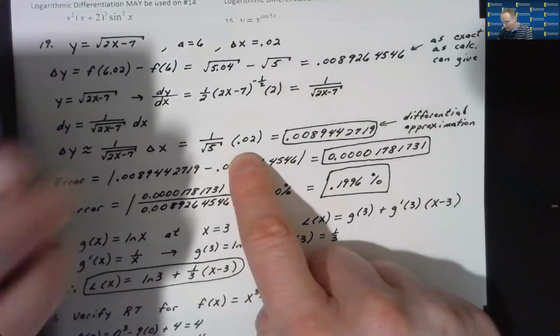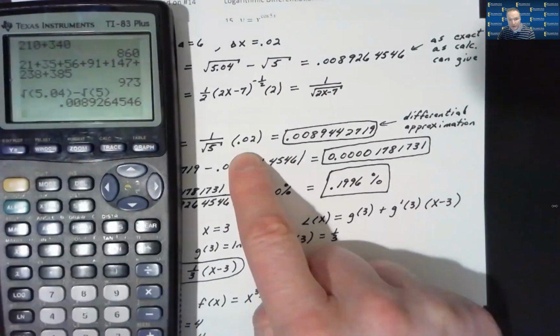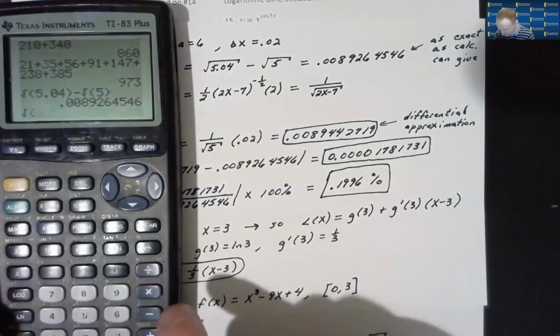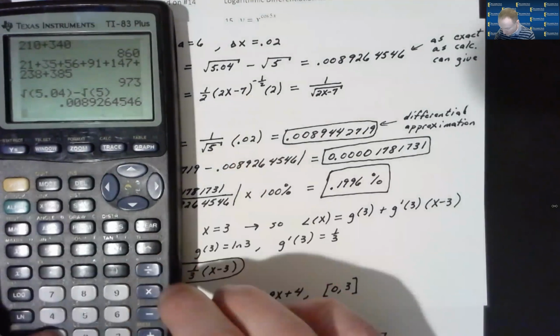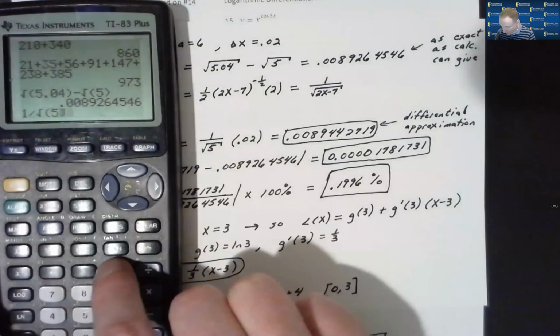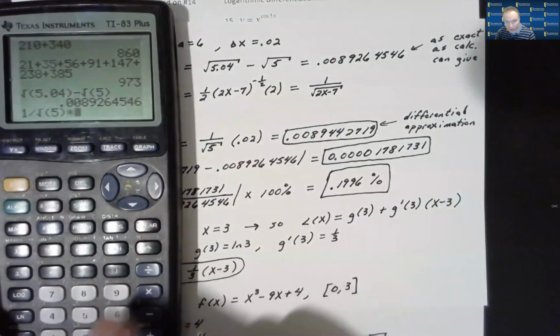So now I can use my calculator to find this differential approximation. 1 divided by the square root of 5, and then we're multiplying that by 0.02.